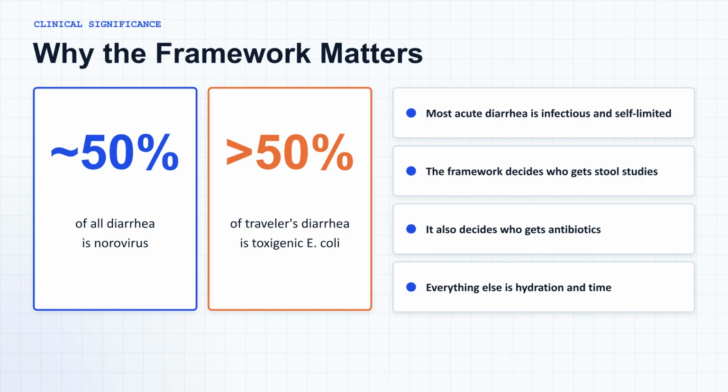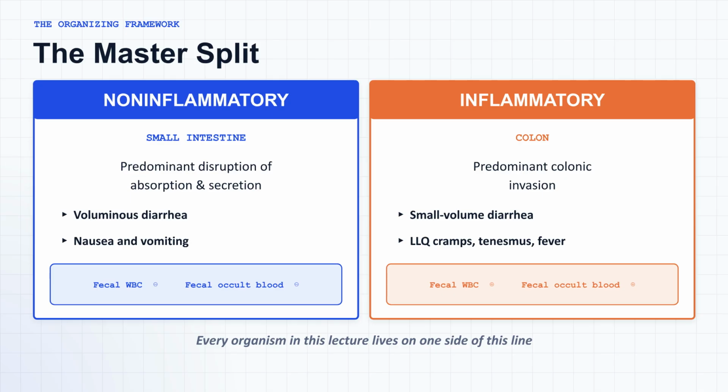Let us build it. Here is the practical framing. In an otherwise healthy adult with watery diarrhea and no fever, the right answer is usually fluids and time. This is the single most useful slide in the video.